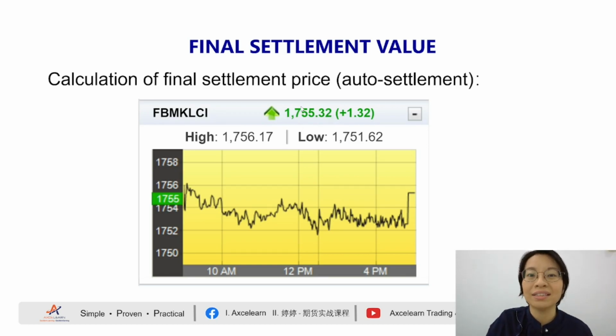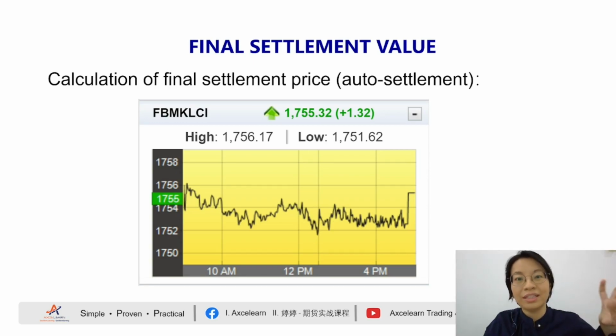So they calculate. And do you know how often this index changes? Just test your understanding. Some of you might think it changes only once every day. No, this index changes every 15 seconds. Not every 15 minutes. It's every 15 seconds. So every 15 seconds, they will take the 30 index members and base on the stock price to start to calculate.